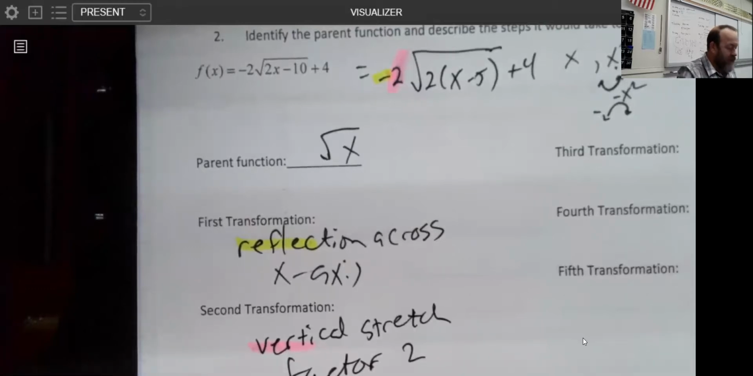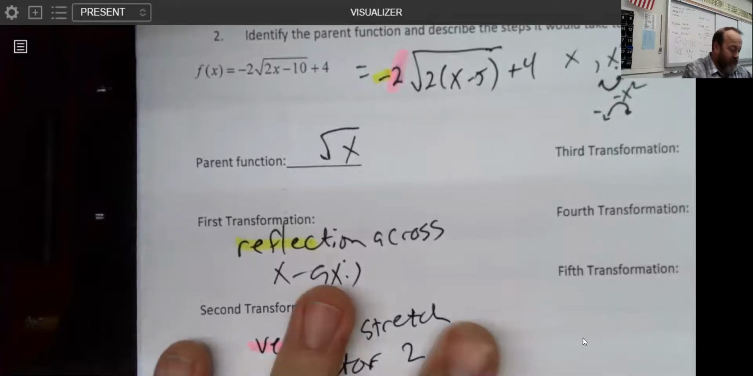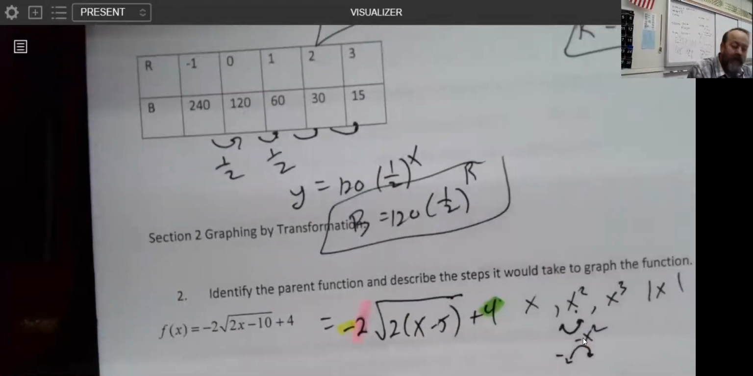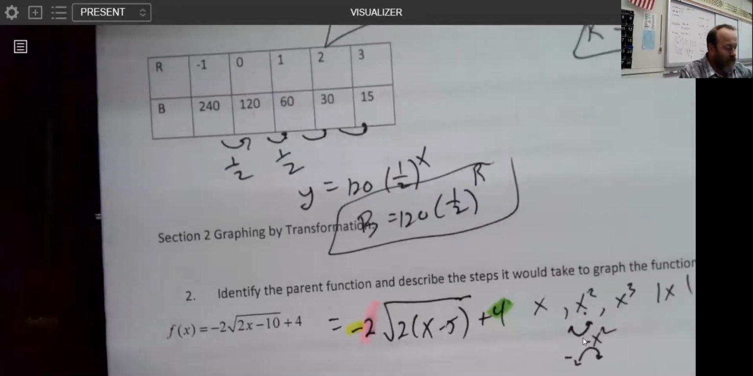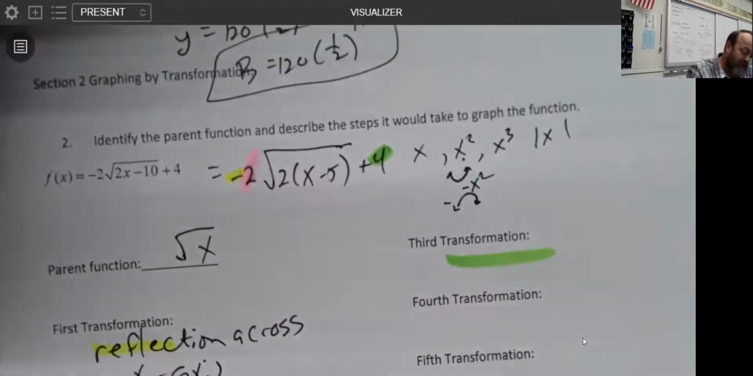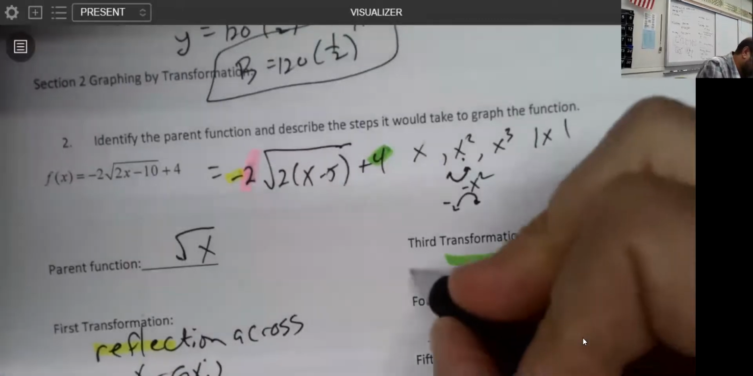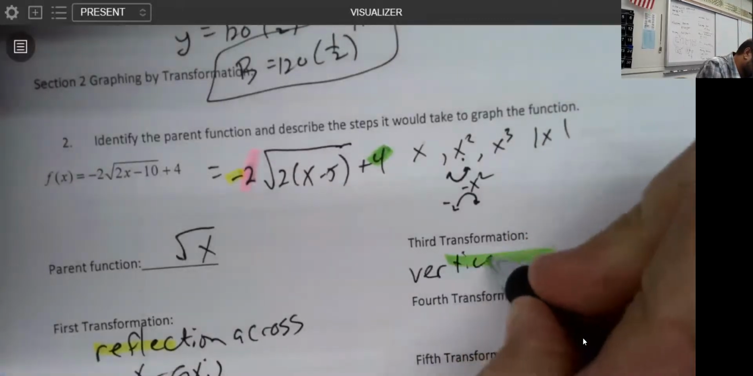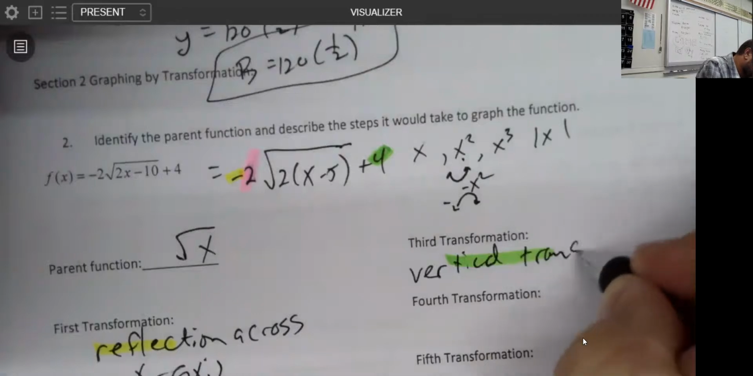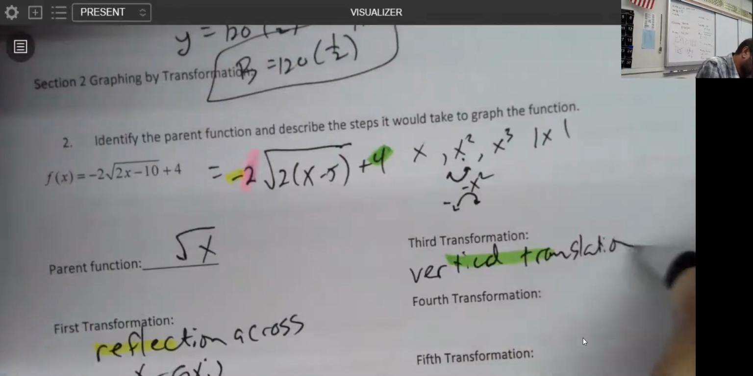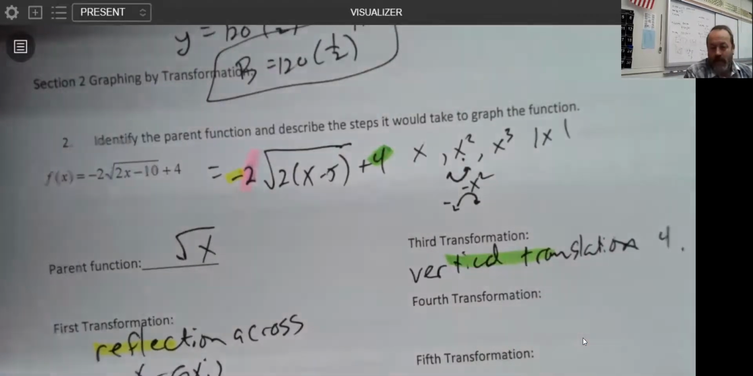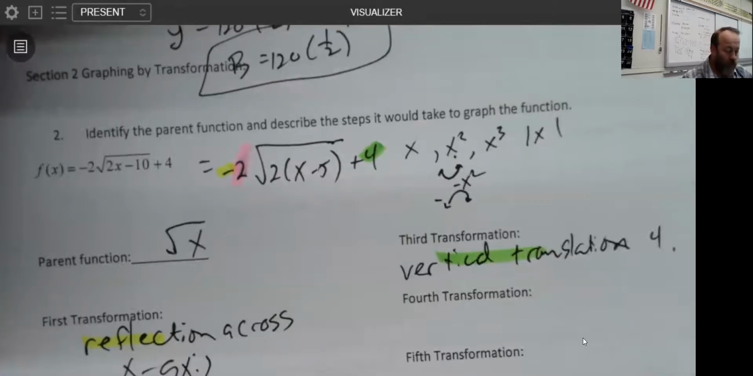My final piece that's actually happening to the y values is this 4 right here. And that's, again, if you just said up 4, I would totally get it and understand that. But technically, this is a vertical translation. Up 4. And so a vertical translation of 4 is fine.